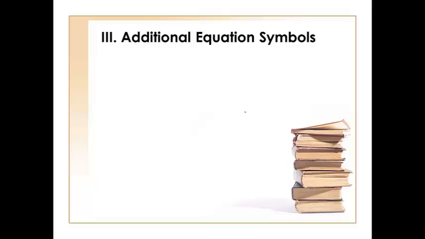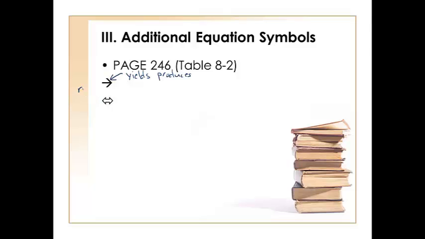Now some additional equation symbols you may see. In your book, table 8-2 on page 246 will give you a bunch of things. The arrow is basically the reaction arrow. You know this one. It means yields or produces. This double arrow basically means the reaction can go in both ways, so this is known as a reversible reaction.